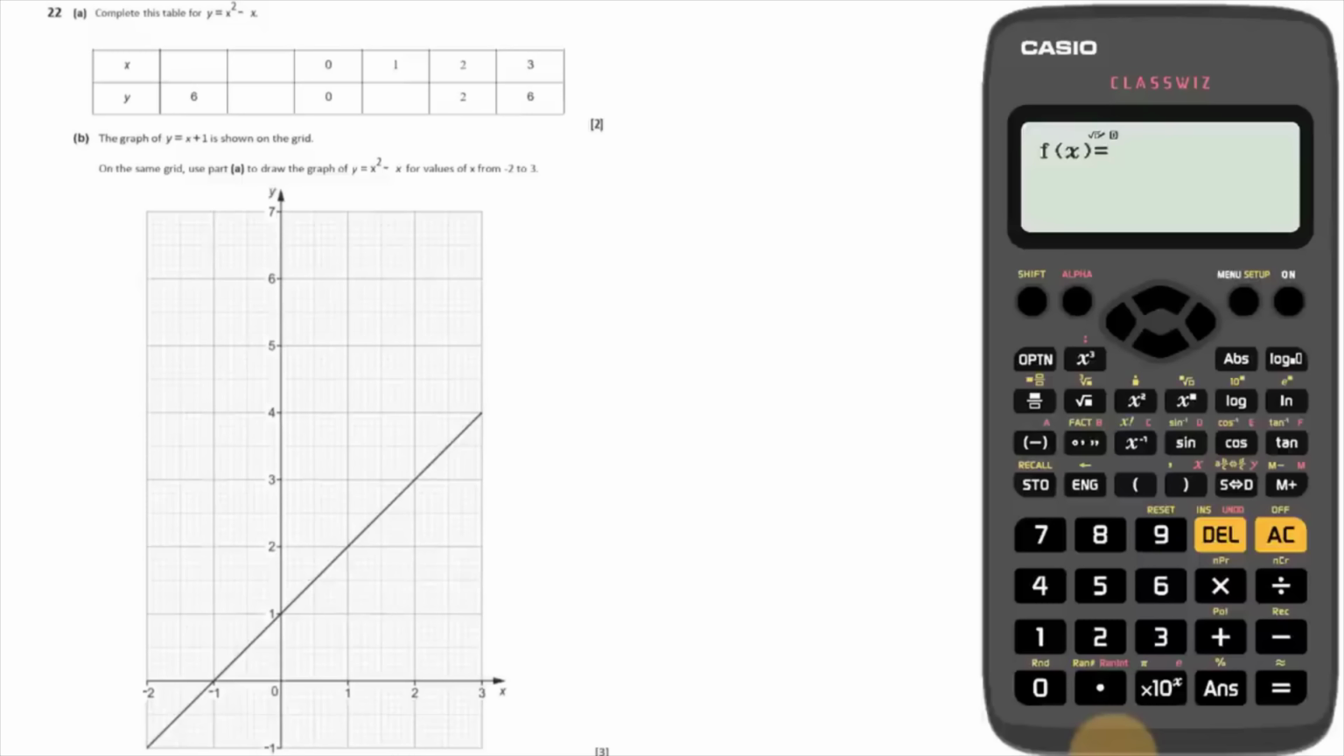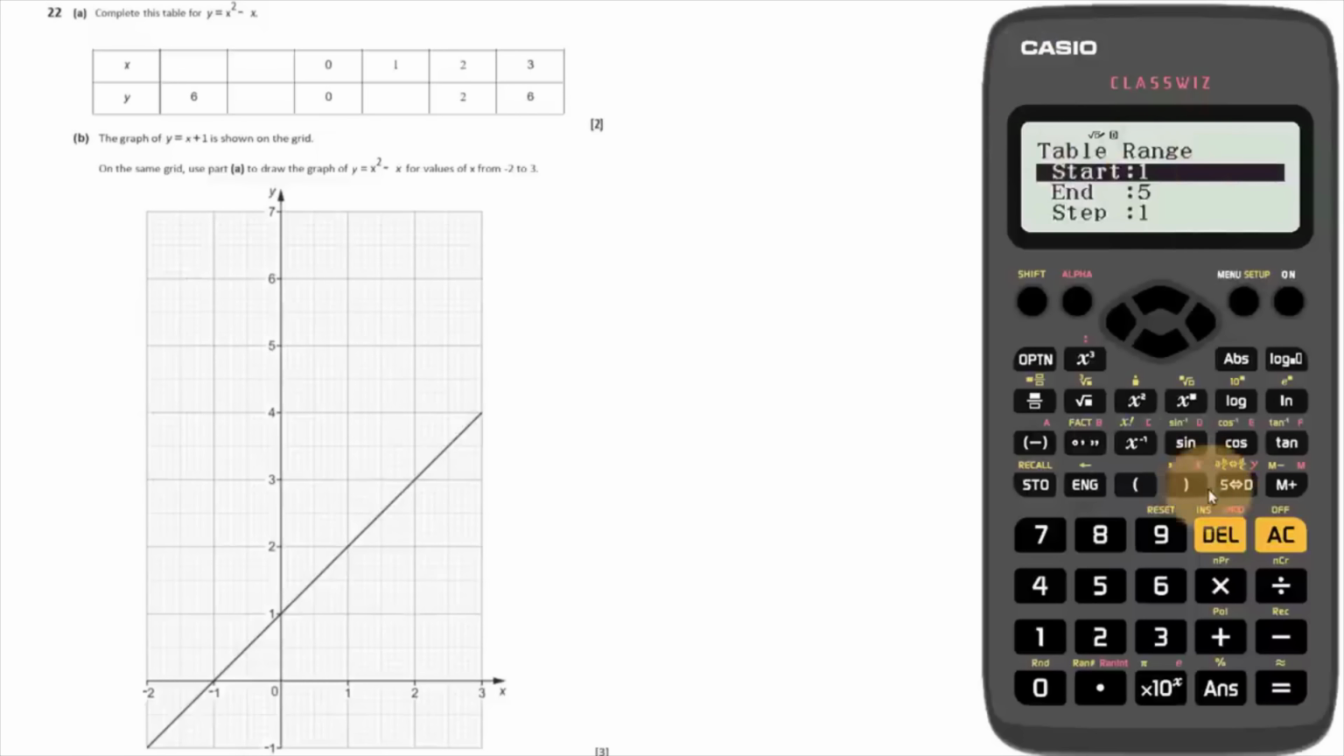So y is equal to, and then we just type in the bit on the other side of the equal sign, x squared minus x. Now to type in the x, you need to press the alpha key, and then the x here is above the bracket. So x squared minus, and then alpha x again. Okay, so x squared minus x. Press enter. You're going to get g of x appear. Now we've only got one function to type in this time, so we can leave that one blank for now, and then press enter again.